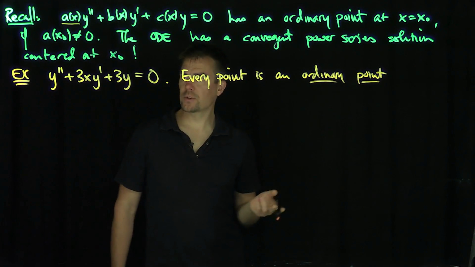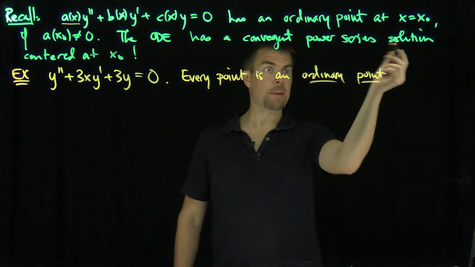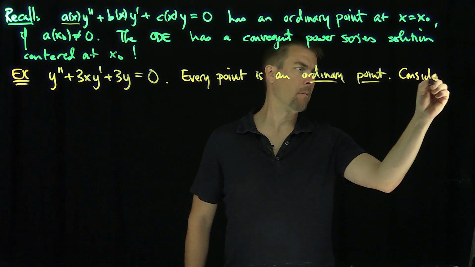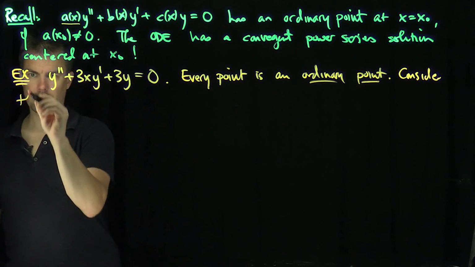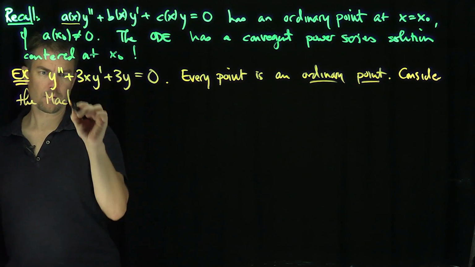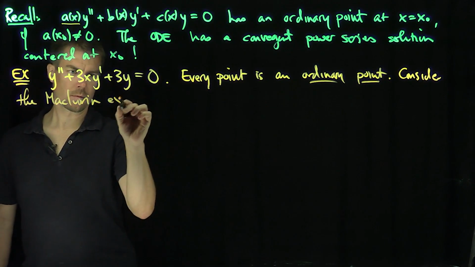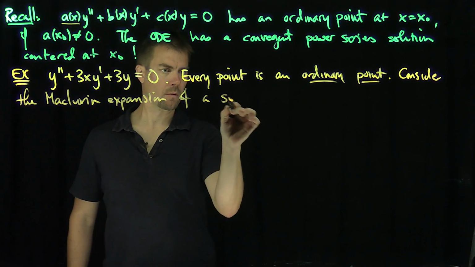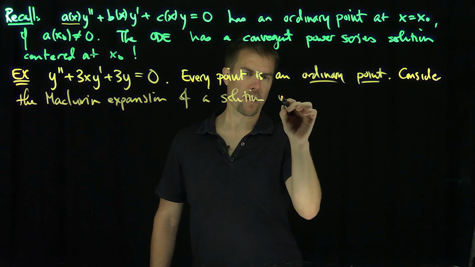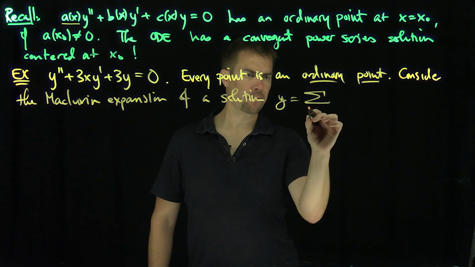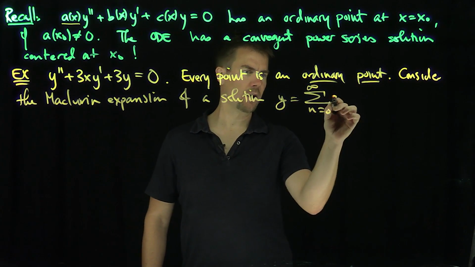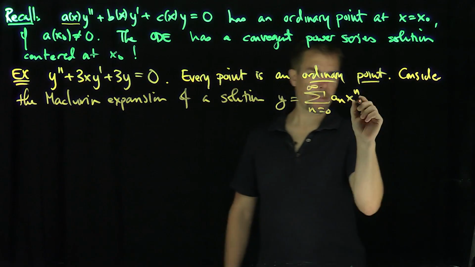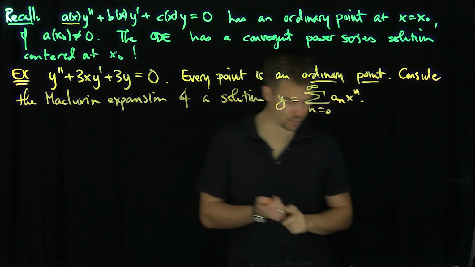Okay, so I'm going to just focus on the ordinary point 0 and then find a Maclaurin expansion, right? So let's consider the Maclaurin expansion of a solution y. So y is going to be the sum, n goes from 0 to infinity, of some numbers a n x to the n, okay? And so now the scheme by which we solve these differential equations is fairly simple, so let's do it.